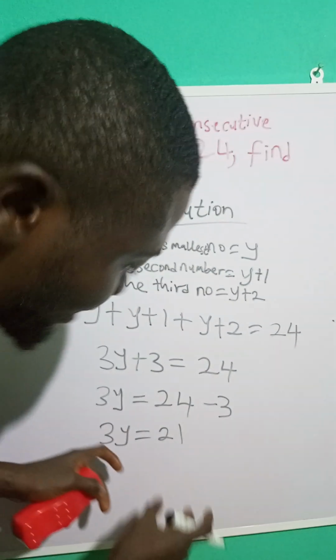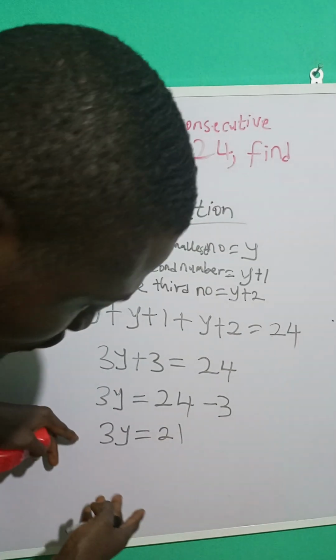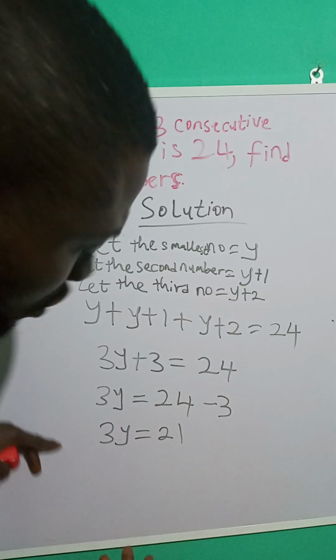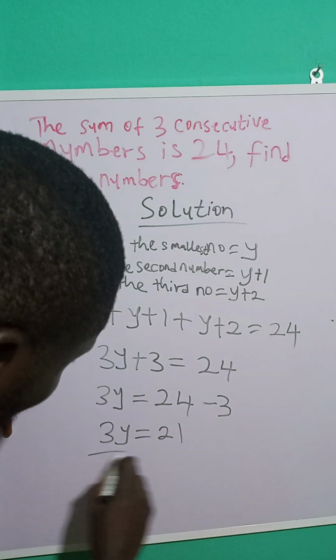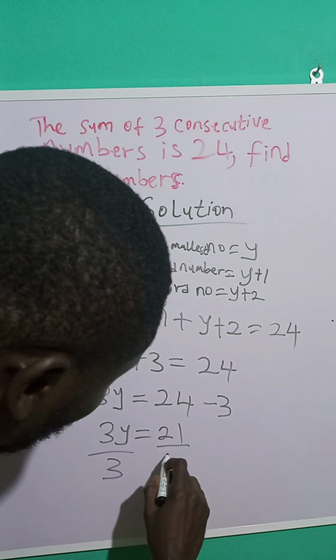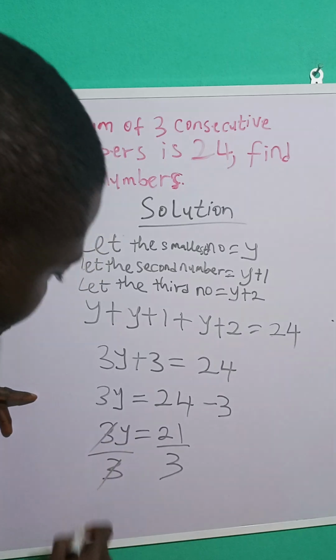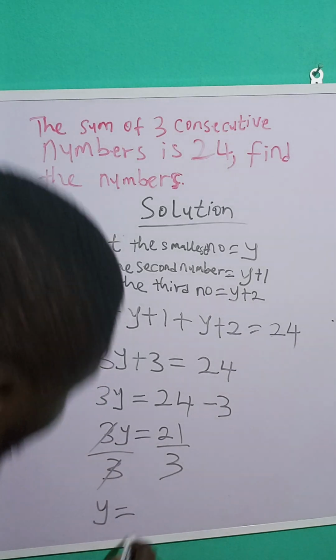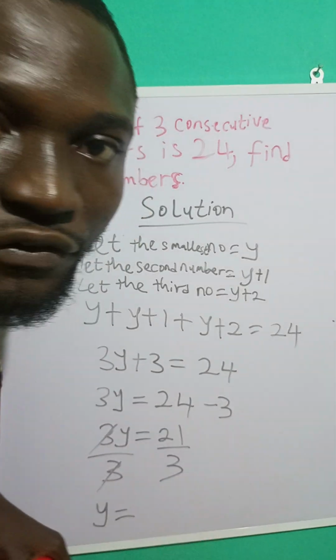Now, what are we going to do again? We divide both sides by the coefficient of y. And the coefficient of y here is what? 3. So 3y over 3 and 21 over 3. So 3 cancels 3. We will be left with y is equal to 21 divided by 3, which will give us what? 7.